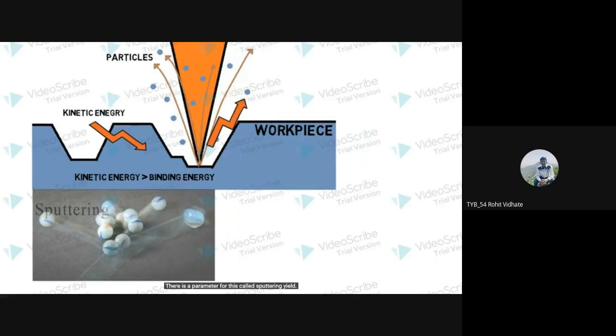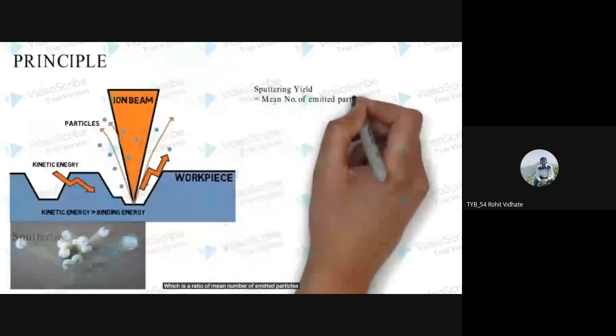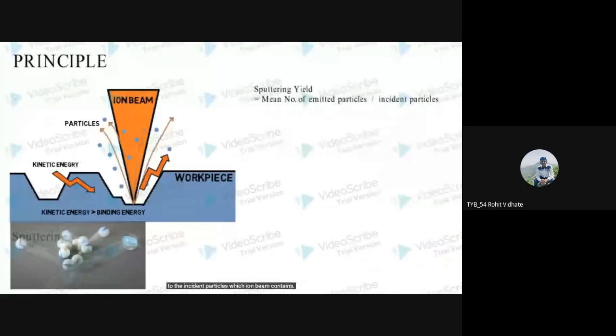So sputtering contributes to machining in ion beam machining. There is a parameter called sputtering yield, which is basically a ratio of the mean number of emitted atoms to the incident particles which the ion beam contains. That gives us how many atoms can be emitted from the workpiece per incident atom.